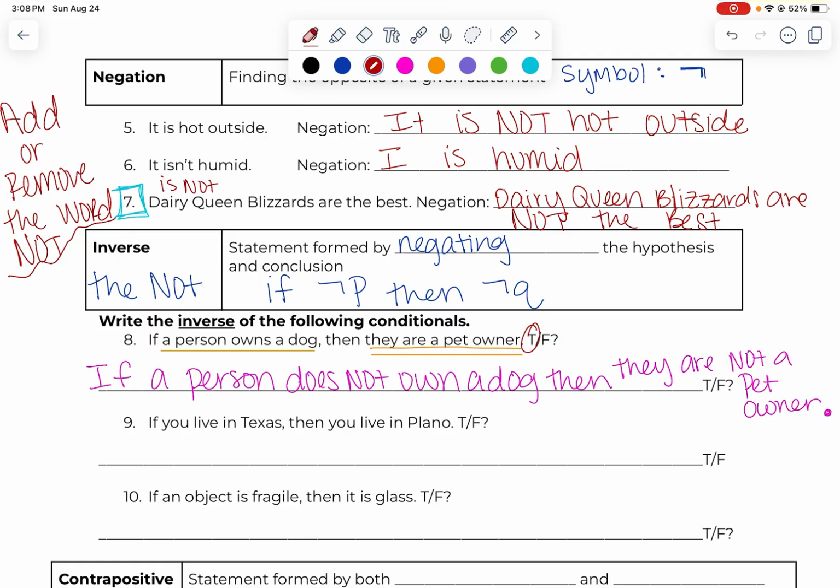Is this statement true or is this statement false? Remember, it is false if you find a counterexample. So in this case, if I do not own a dog, then I am not a pet owner.